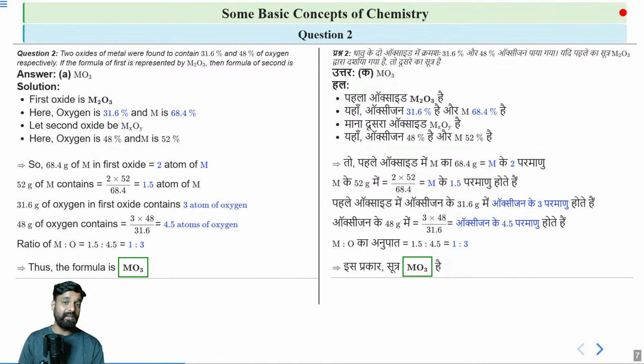So again, I am repeating it. We start with the thing which is given already in the question. We are given the formula for the first oxide, which is M2O3, and its percentage is also given, which is 31.6% and 68.4%. Now from the percentage, we know that 68.4 gram of metal will contain 2 atoms of metal. Therefore, 52 gram will contain 2 into 52 by 68.4. Similarly, we can do it for oxygen, and hence we will get MO3 as the final formula.